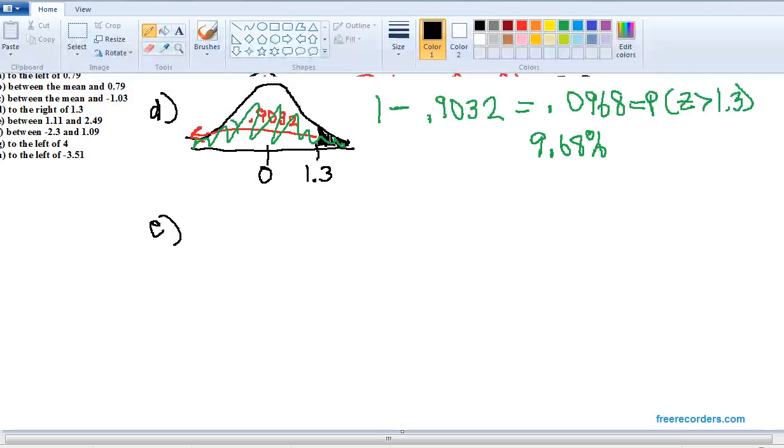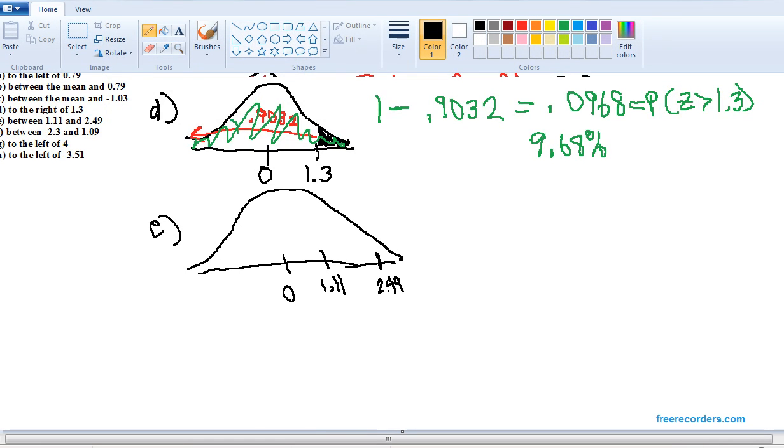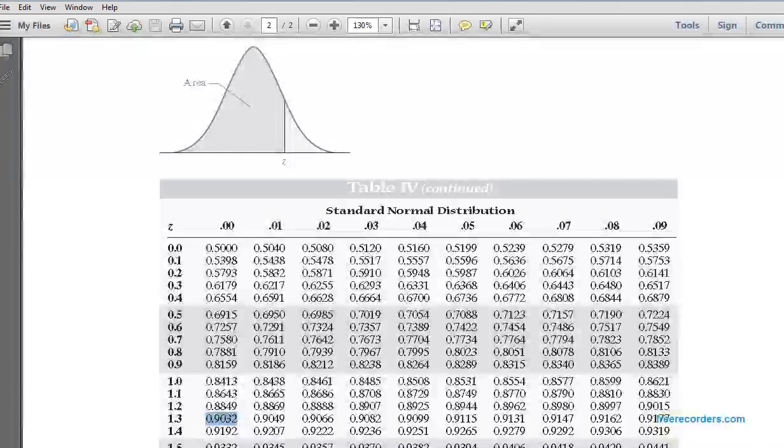Part E. Not the world's greatest looking normal curve, but we'll pretend. Okay, both of these numbers are positive, so they go to the right of 0. We're being asked for the area between 1.11 and 2.49.